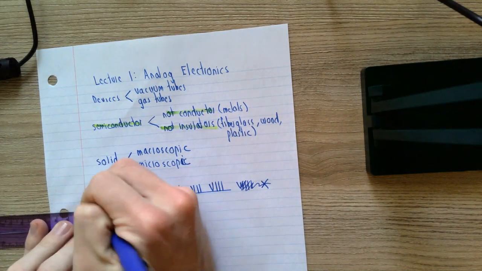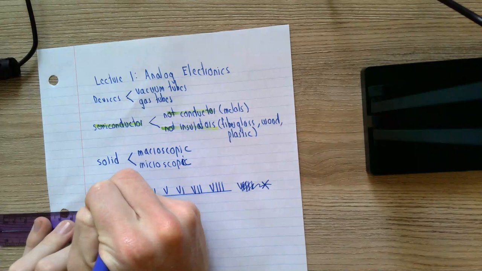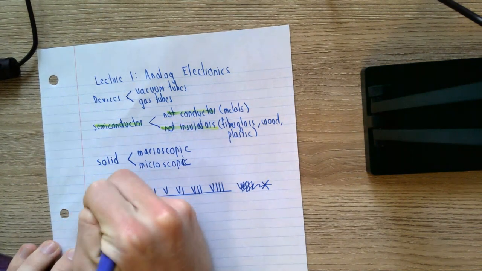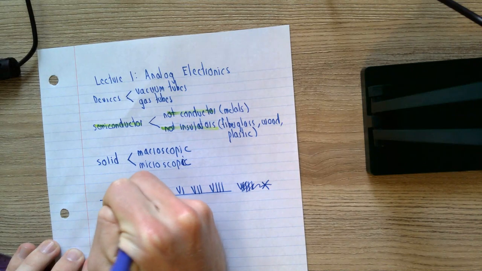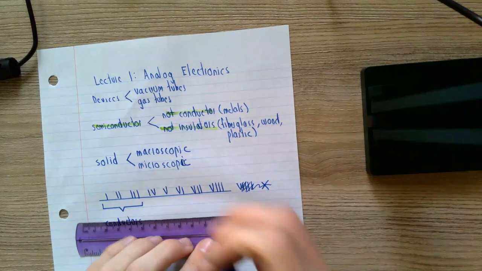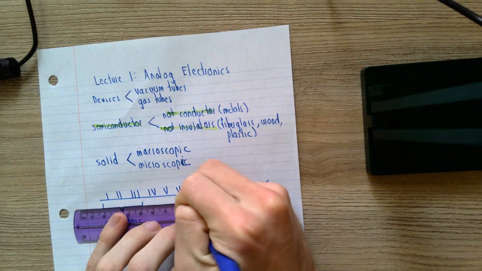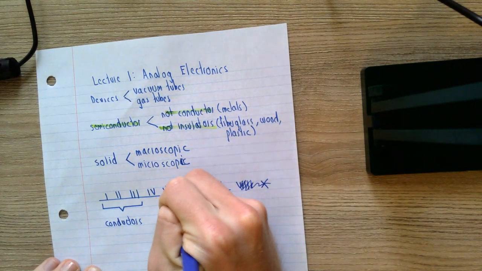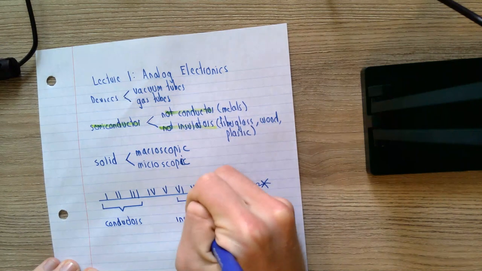Conductors, we're going to see, are mostly just groups 1 through 3. That's where we'll most likely see them. We have our conductors here. And we have our insulators, which are groups 6 through 8 here. That's where we'll generally see them on our periodic table.